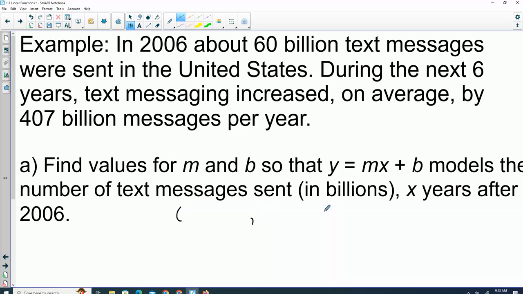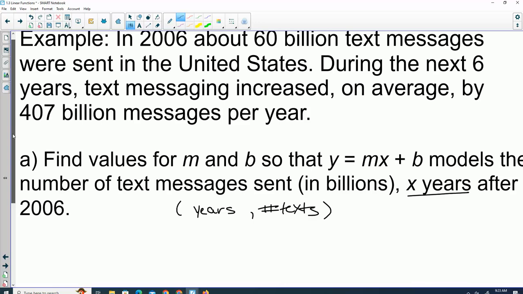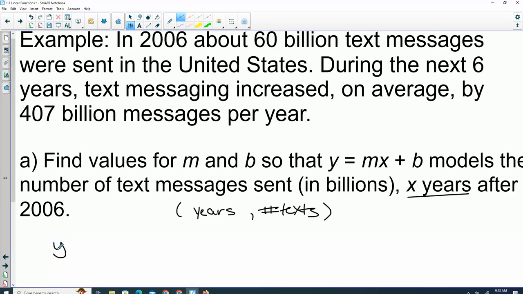The important thing here is understanding what your variables stand for. In this case, my x is my years after 2006. What does the y represent? The number of texts, really, that were sent. Okay, so we need to know our slope and our y-intercept. Y-intercept is like your starting value, because we are basing this off 2006. That's like when my x is 0.